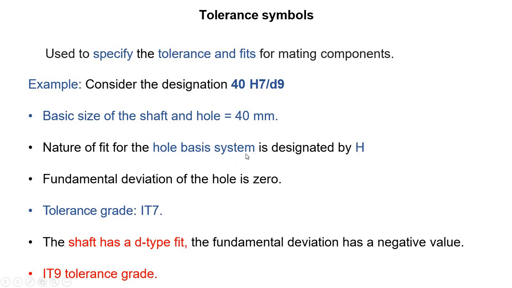The nature of fit for the hole basis system is represented by H. If you are using capital H, it indicates the hole basis system. The fundamental deviation of the hole is 0. 7 indicates that the hole has a tolerance grade of IT7. This hole with H fundamental deviation and IT grade 7 is mating with a shaft of D type fit, with a fundamental deviation of negative value and a tolerance grade of IT6.